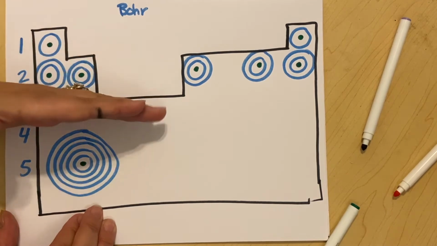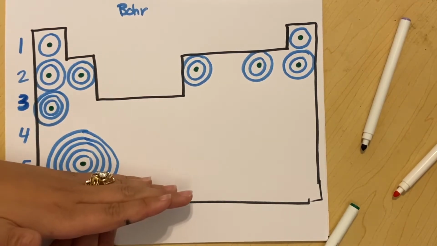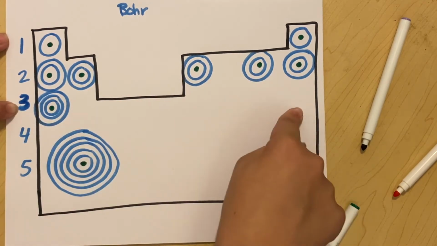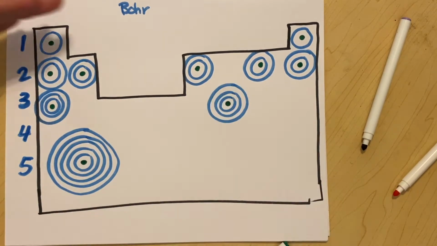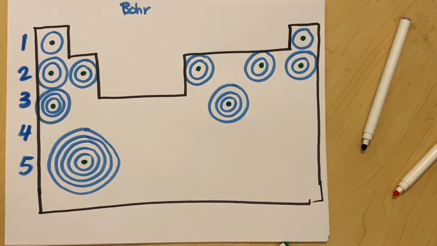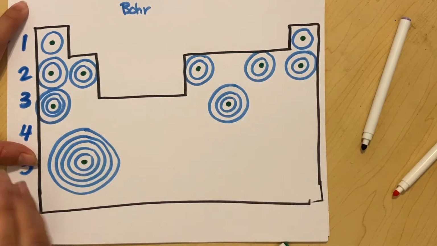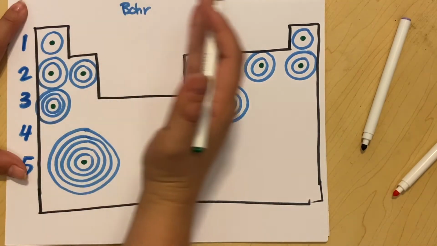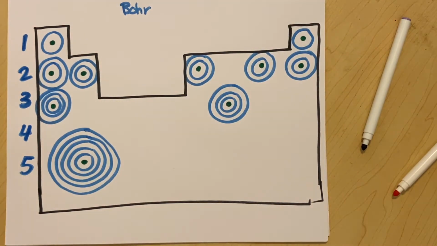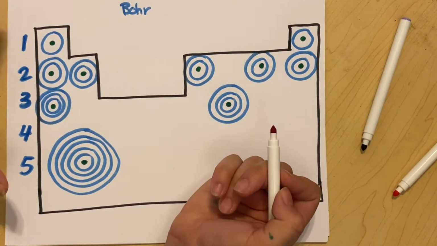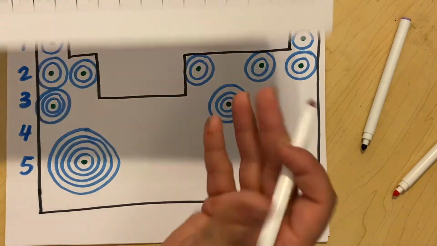As you go down the periodic table, each period tells us how many electron shells that element has, okay? So the period tells you how many electron shells you're dealing with. Then as you count across, it will tell you how many electrons go on each shell. Okay, so counting across with your groups tells you how many electrons go on each shell, all right?